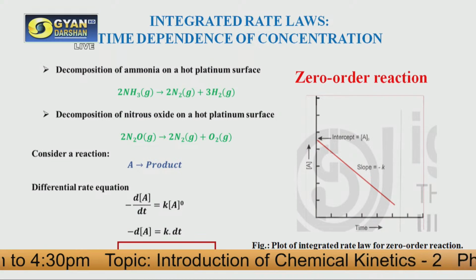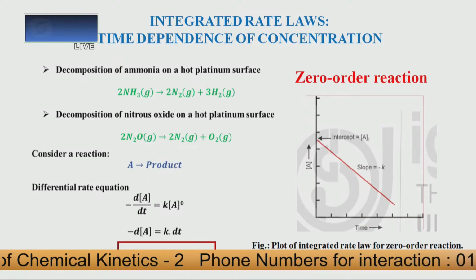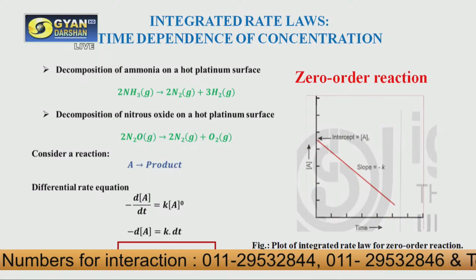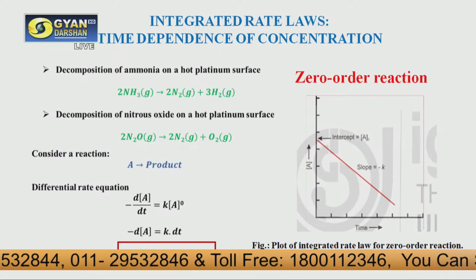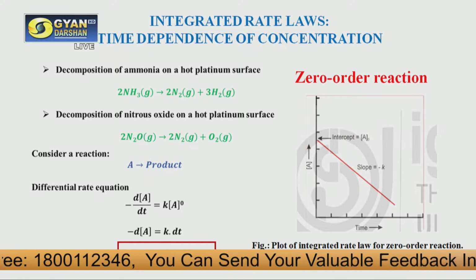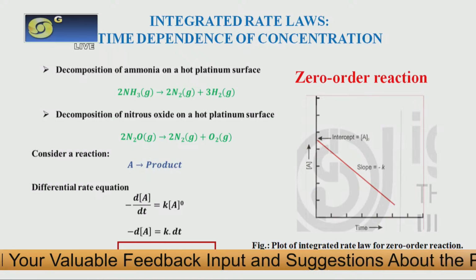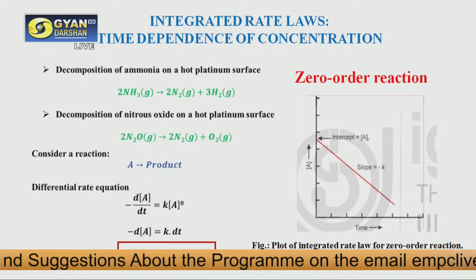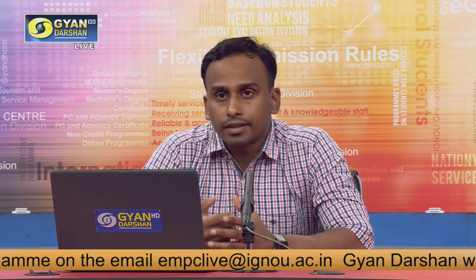Now we move to the integrated rate law. In the differential rate law, which we have just covered, we can see the relation between the rate and the concentration. As the concentration increases, the rate should increase. But in the integrated rate law, if the reaction is going on, we can calculate the concentration of the product at any time t. If we know the nature of the reaction, we can directly calculate from the integrated rate law the concentration of the product at any time t.